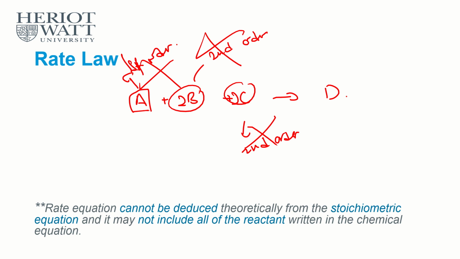What if you have 3C, 4C, 5Cs? Does that mean I have fifth order? No. So we can't actually deduce the order of reactions from the equation itself. All right, from the balanced equations.